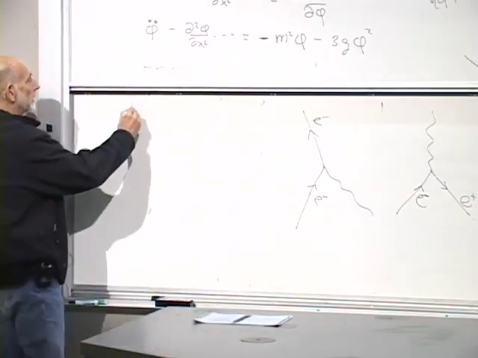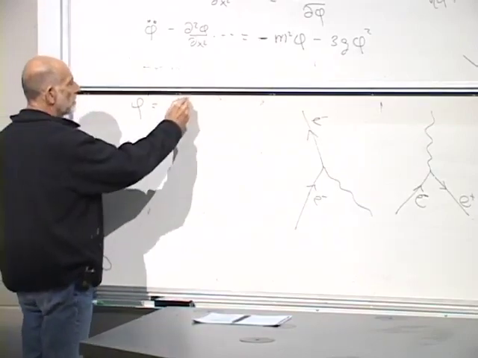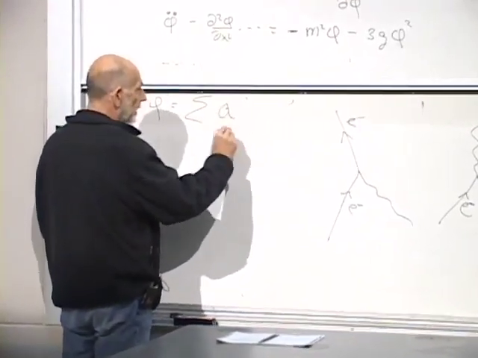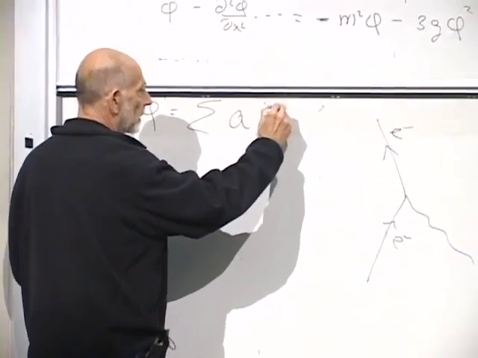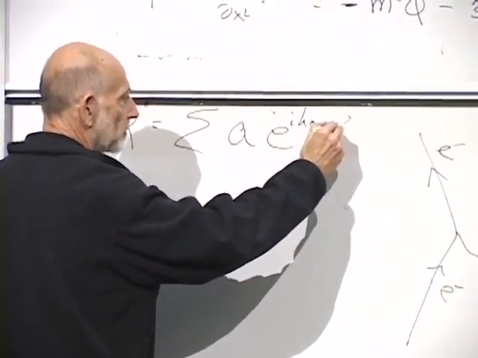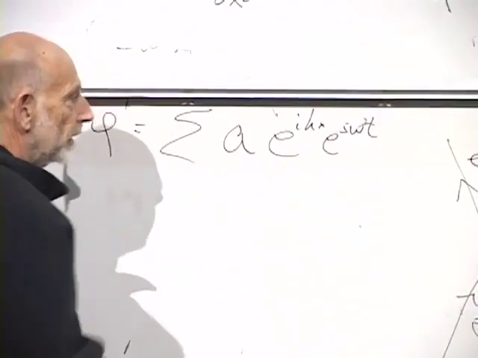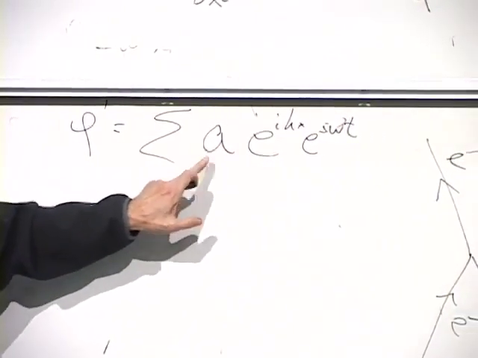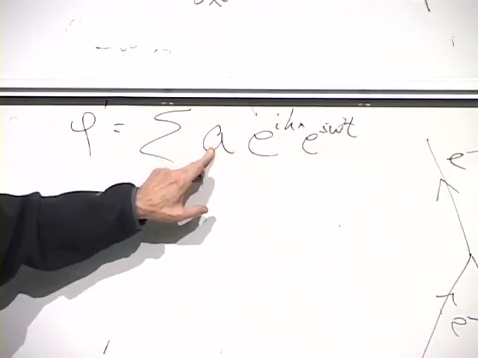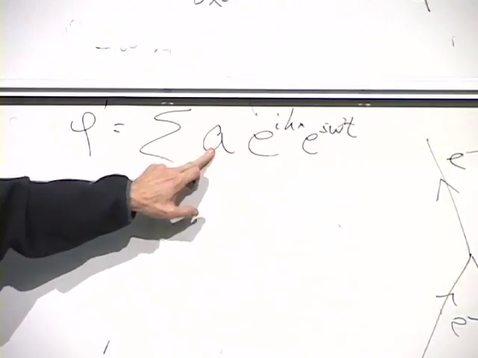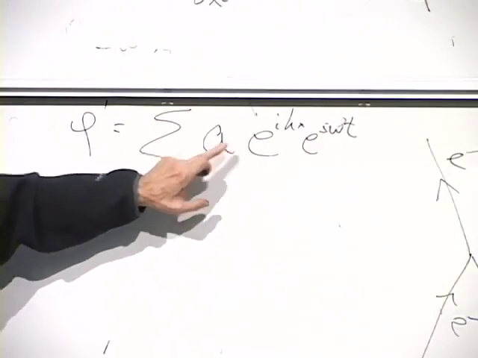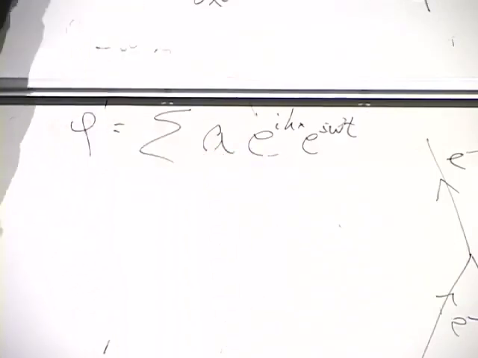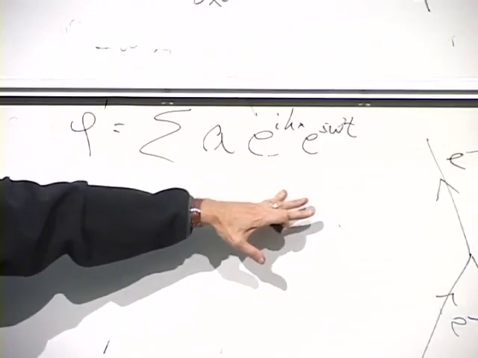The field looks like sums or integrals of creation operators or annihilation operators with things like e to the i kx, e to the minus i omega t, right? You're differentiating these things, not these things. These things don't depend on position. They're like constants. Here's what you're differentiating, these objects here. That's why you pull down factors of k and omega by differentiating.